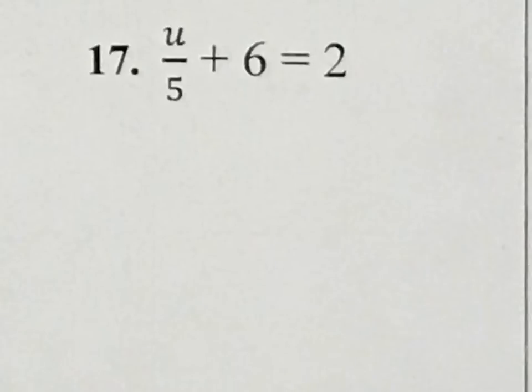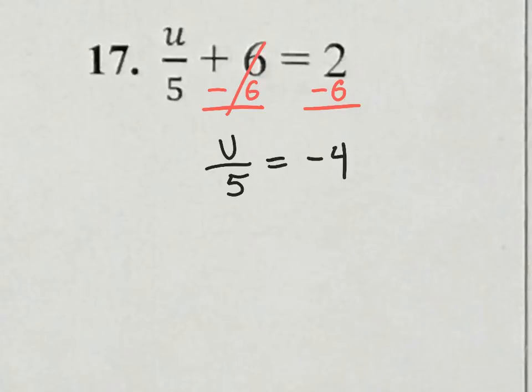All you do is the opposite, which is minus 6. That cancels out. What you do to one side, you do to the other side. Your new equation will be u over 5 equals negative 4. Final step, what do I do? To get rid of that divided by 5, what do I do? Multiply by 5, and you put that on top.